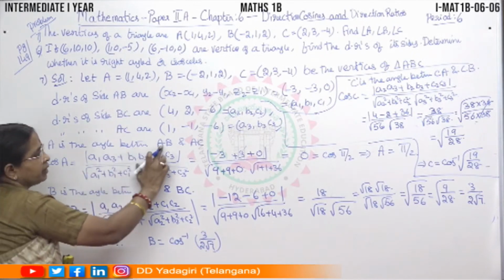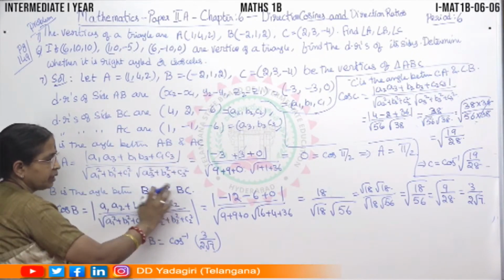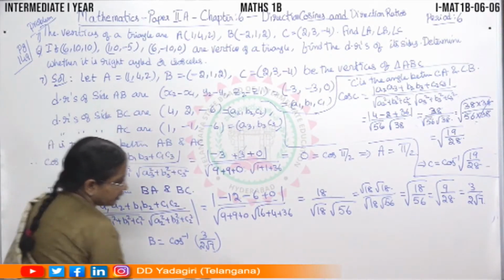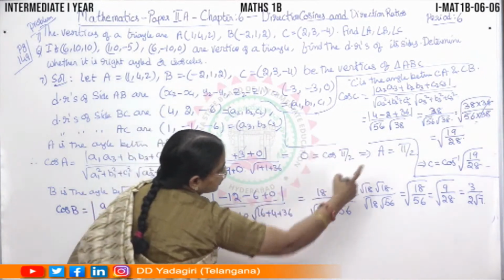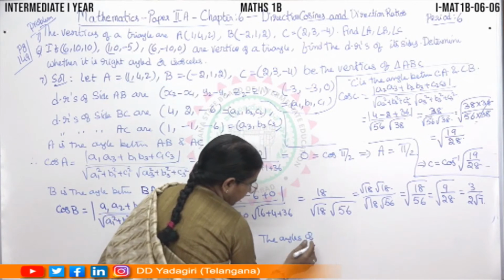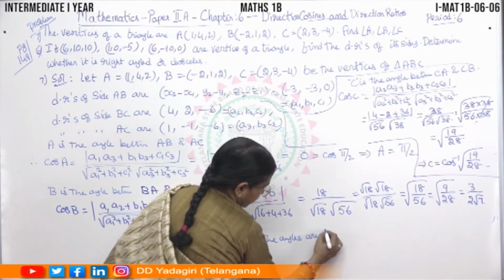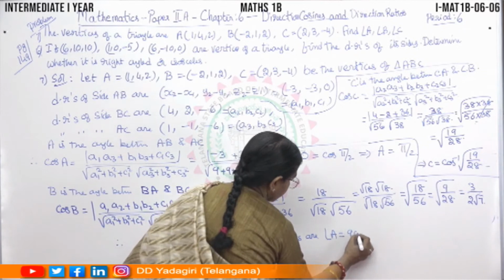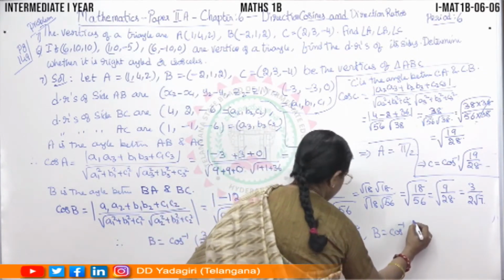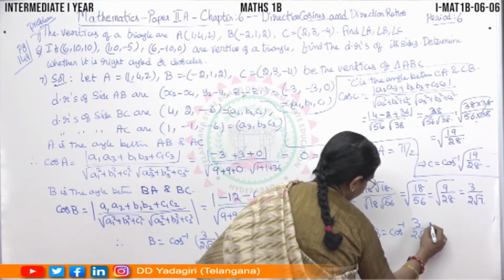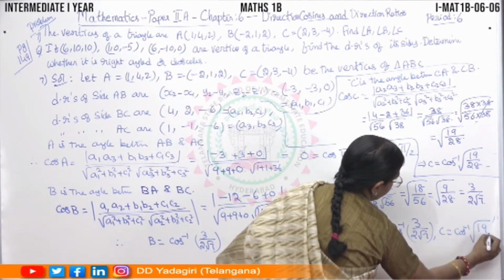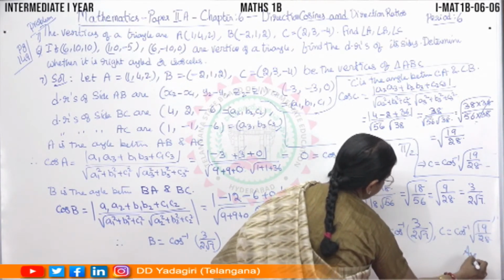A is the angle between AB and AC. B is the angle between BA and BC. So accordingly, you just substitute the values and finally you write. Therefore, the angles of the triangle are, we'll write. The angles are, angle A is equal to 90 degrees. Angle B is equal to cos inverse of 3 by 2 root 7. And C is equal to cos inverse of root of 19 by 28. This is your answer. Okay.